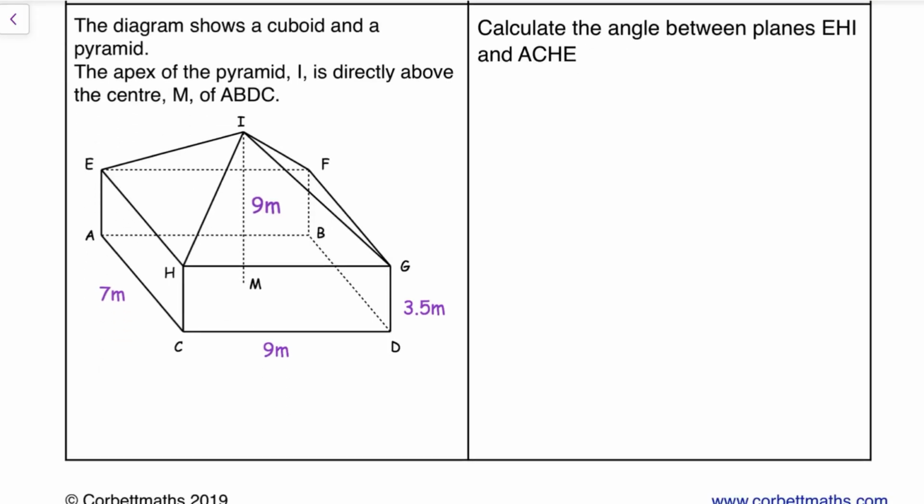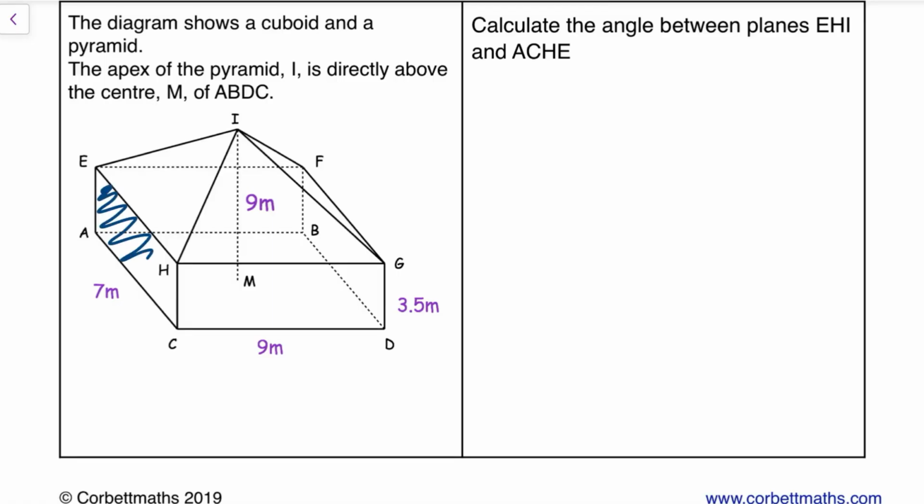The diagram shows a cuboid and a pyramid. The apex of the pyramid is directly above the center. That tends to mean I can work out the distance across the bottom. Calculate the angle between planes EHI, so the triangle that slopes up, and AC. Okay, all right. So basically it's the plane on the side and the triangle here.